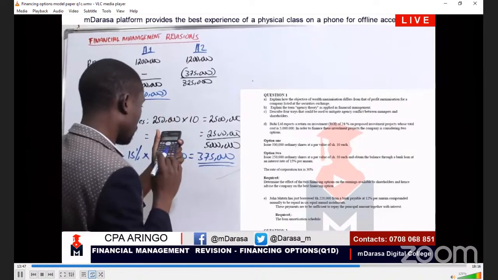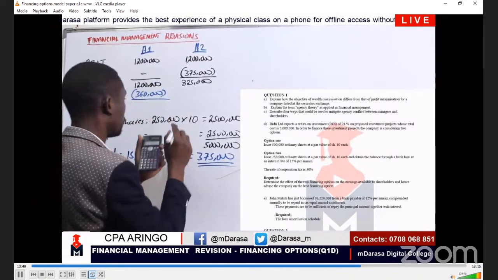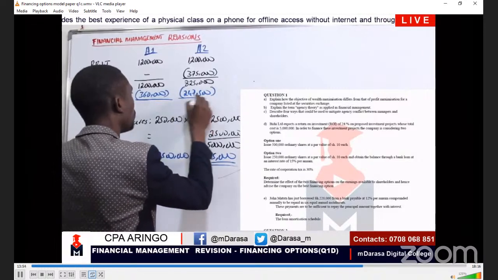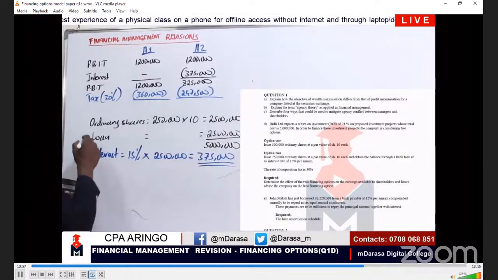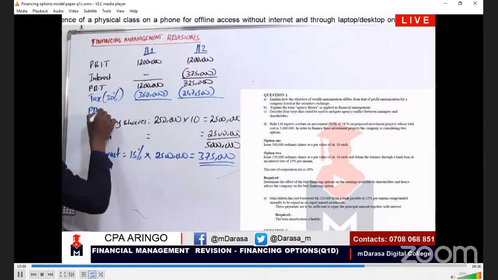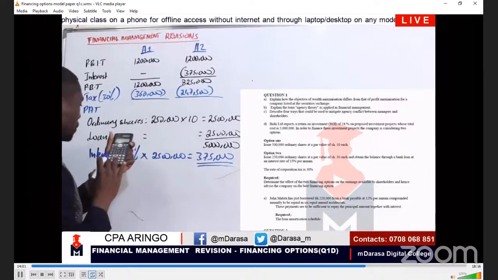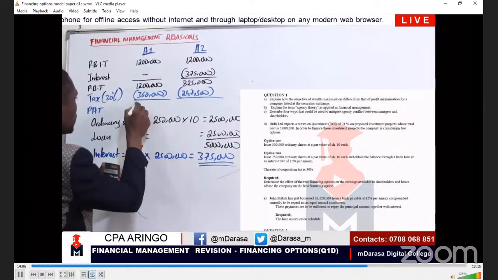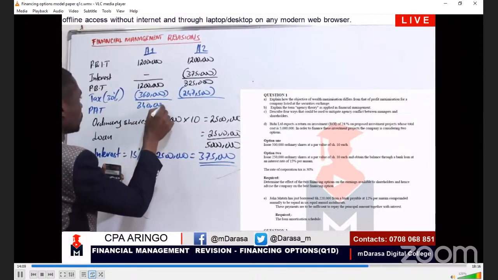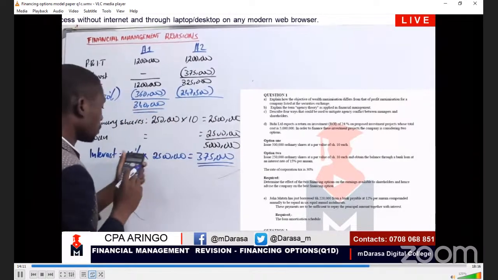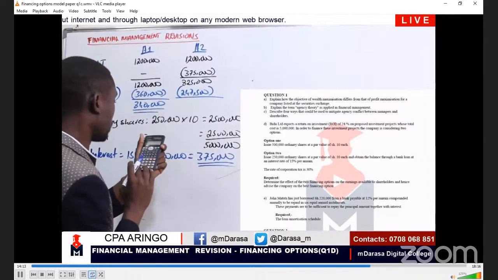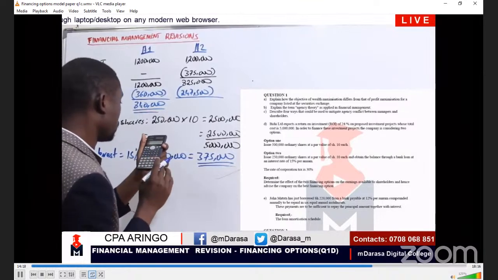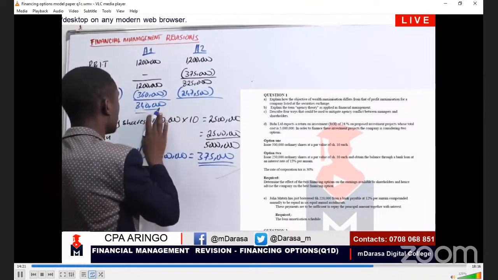Option 2, 825,000 by 0.3, this should give us 247,500. So therefore, at the end of the day, my good students, what will be our profit after tax? Profit after tax and interest, the first one I'm having 1.2 million minus 360,000, which would give us 840,000. The other one I should be having 825,000 minus 247,500. This should give us 577,500.